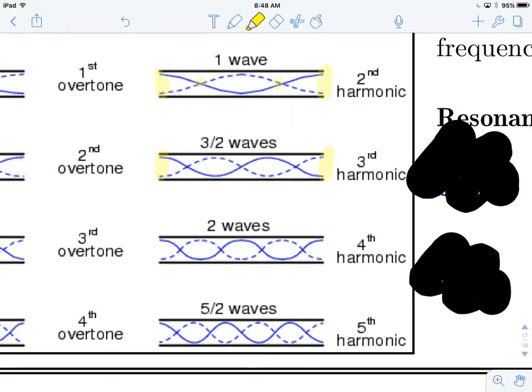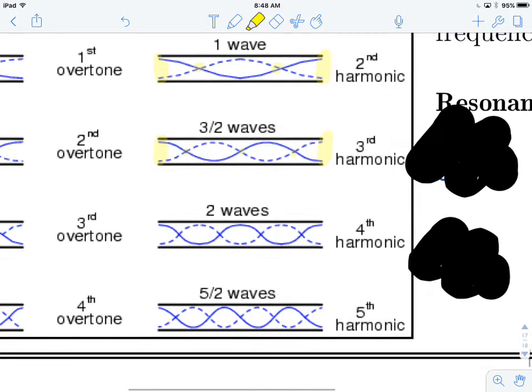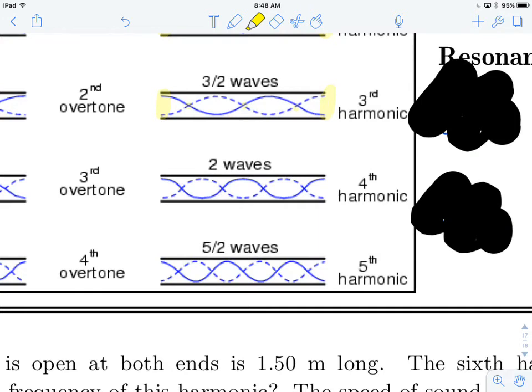Our third harmonic has 1, 2, 3 nodes. And of course we see here this is 1.5 waves, so 3/2 waves. We can build up. Fourth harmonic, you can see the pattern. It has 4 nodes. This represents 2 complete waves. We still have an antinode at both ends, here and here. And the fifth harmonic, and so on and so forth.